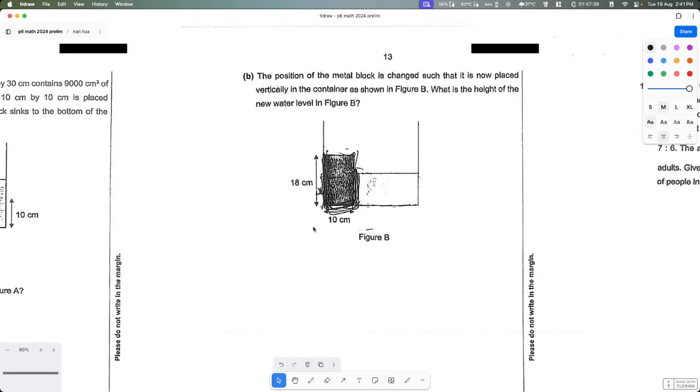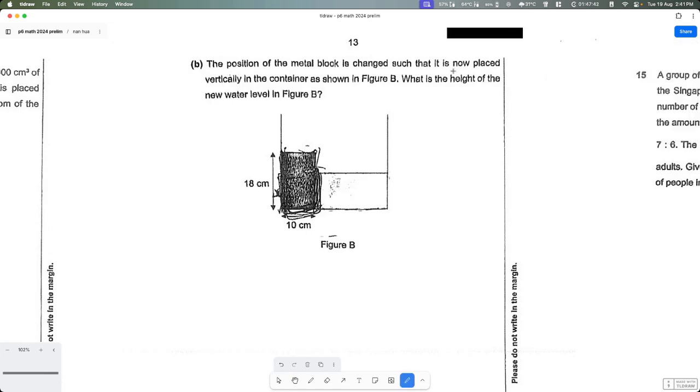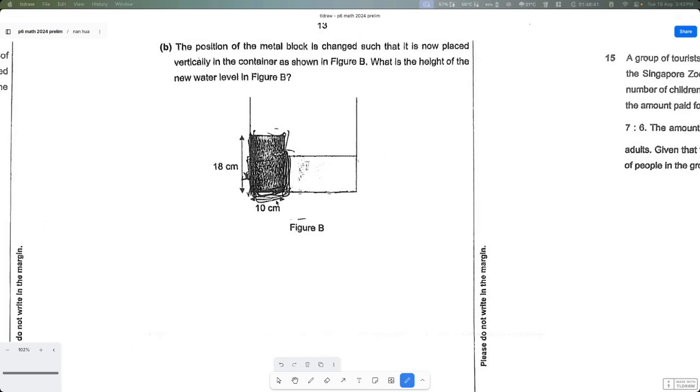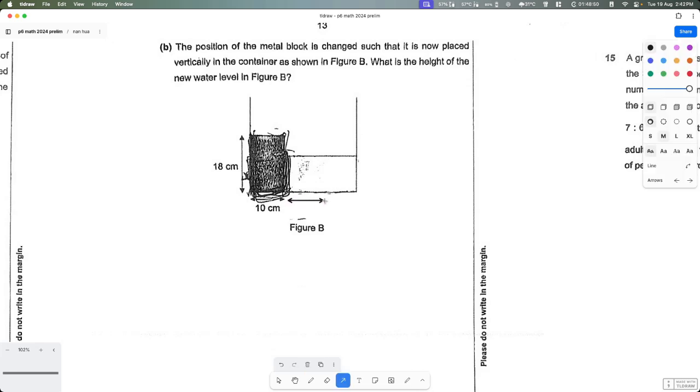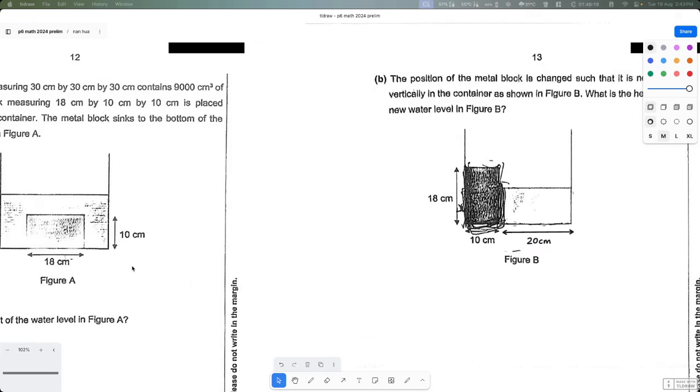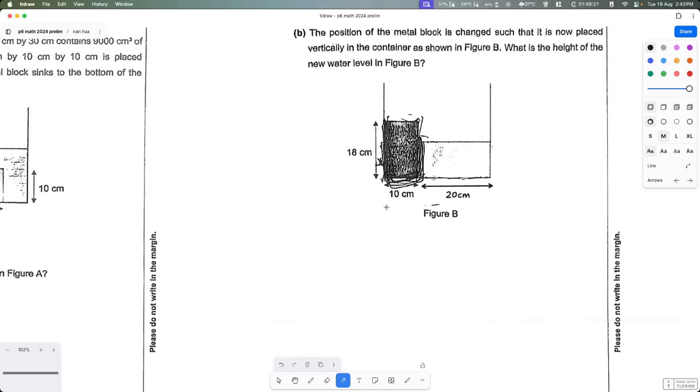Part B over here. The position of the metal block is changed such that it is now placed vertically in the container as shown below in figure B. What is the height of the new water level? So we know that the base area over here at the bottom is 10 centimeters. So that means our new base area over here without the block is 20 centimeters. Why 20 centimeters? Because 30 centimeters is the original one. I'm going to put here 30 so it's easier to understand.